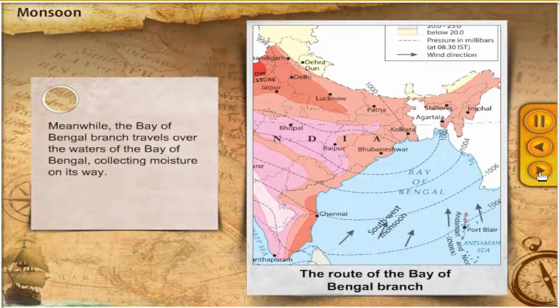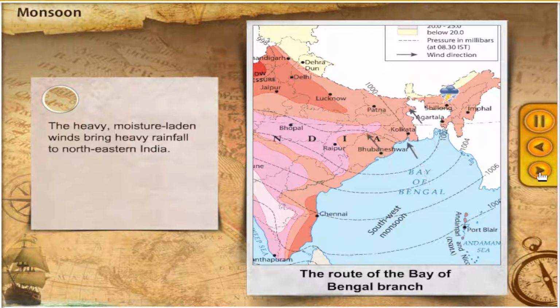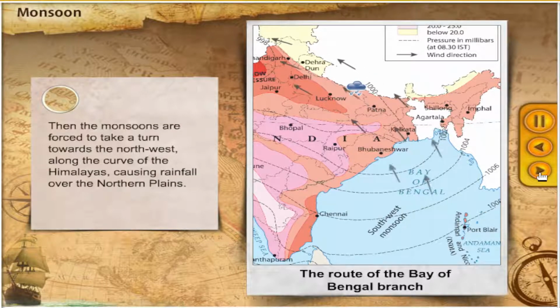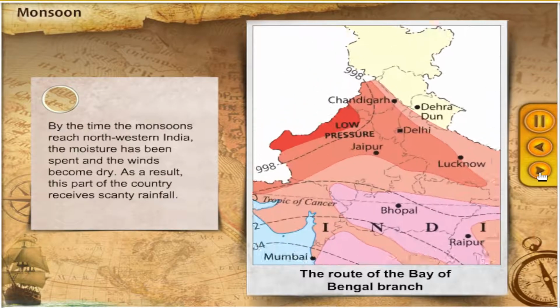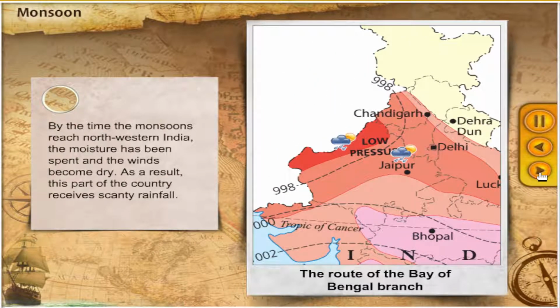Meanwhile, the Bay of Bengal branch travels over the waters of the Bay of Bengal, collecting moisture on its way. The heavy moisture-laden winds bring heavy rainfall to northeastern India. Then the monsoons are forced to take a turn towards the northwest along the curve of the Himalayas, causing rainfall over the northern plains. The Himalayas block the Bay of Bengal branch from crossing over to China. By the time the monsoons reach northwestern India, the moisture has been spent and the winds become dry. As a result, this part of the country receives scanty rainfall.